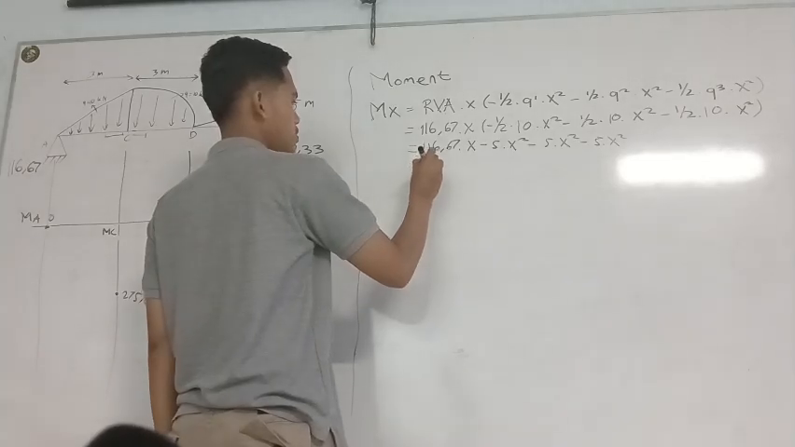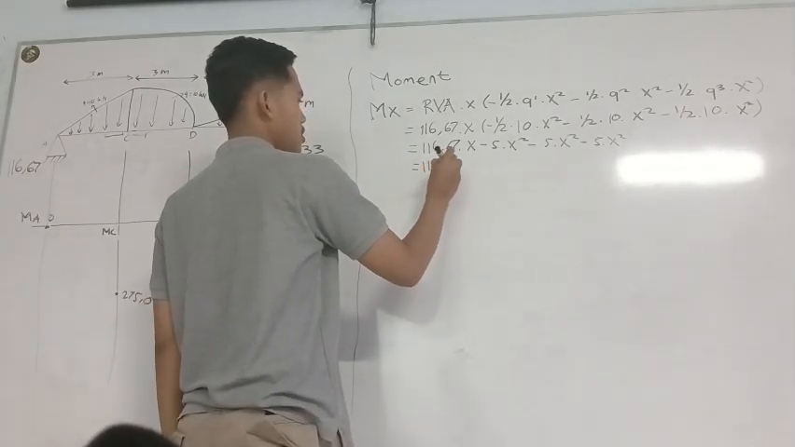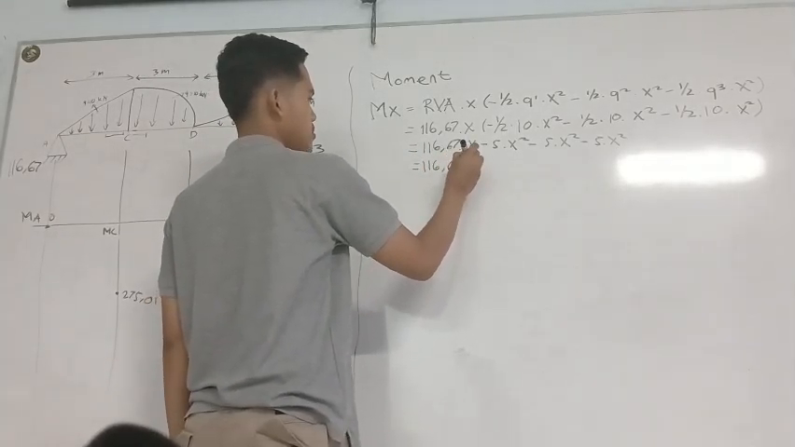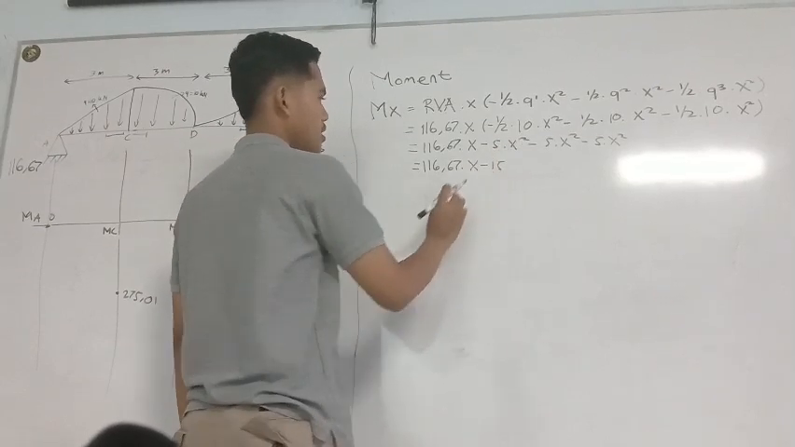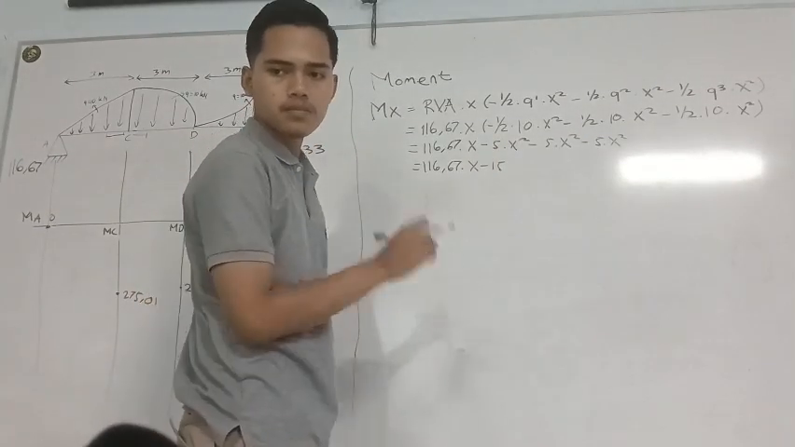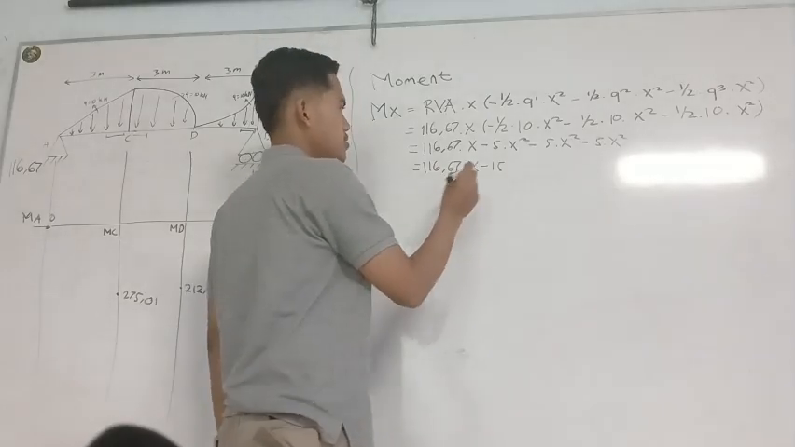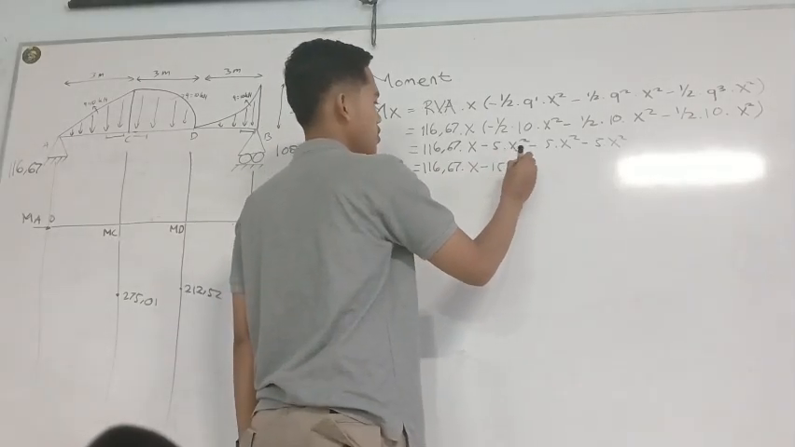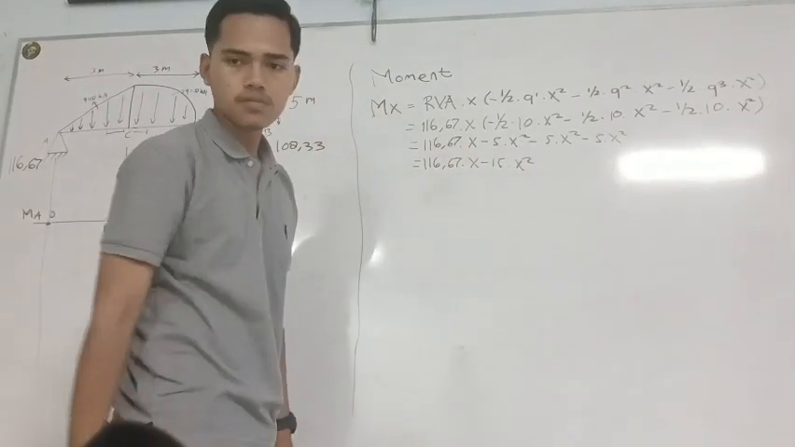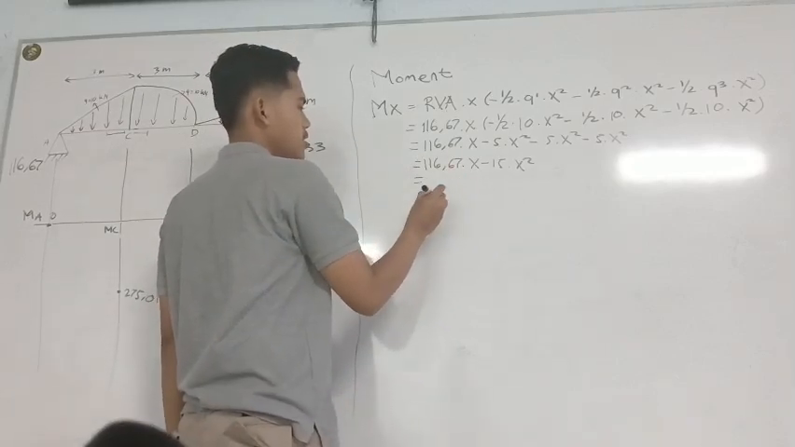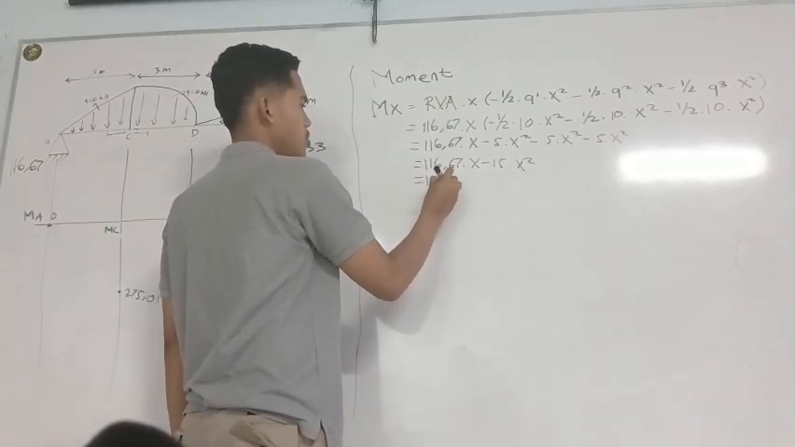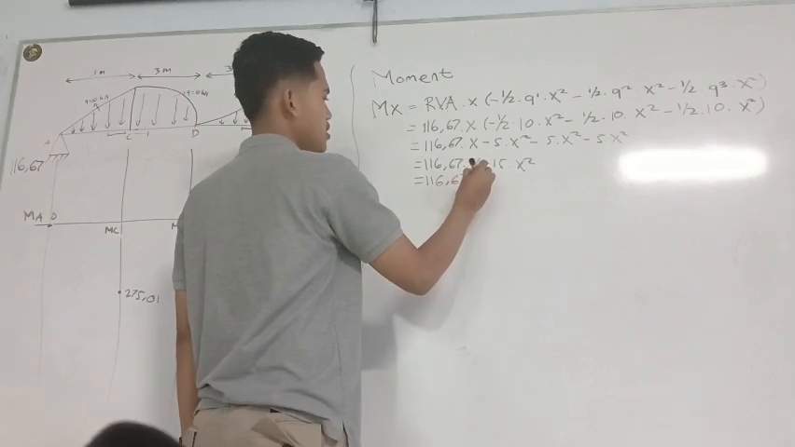Equal to 116.67 times x minus 15, minus 15 times x squared. So the value is 116.67 minus 30x.